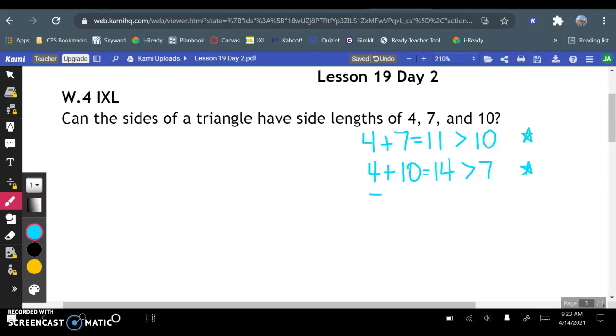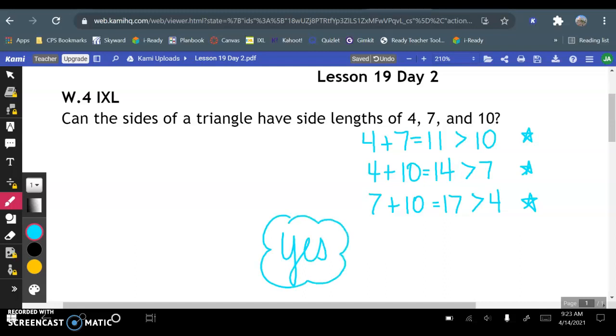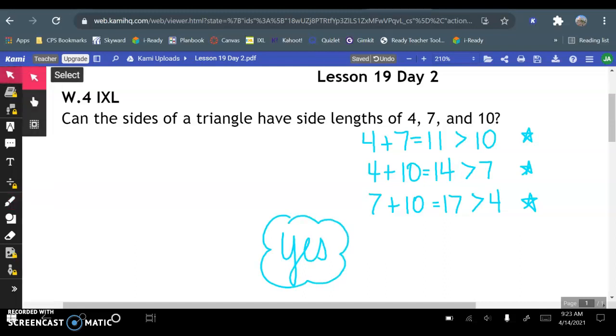And then I have to do 7 and 10. So 7 plus 10 equals 17, and 17 has to be greater than the other side. Since I used 7 and 10, 4 is my other side, and 17 is greater than 4. So all three of those worked out to be greater than the other side. So yes, you can have a triangle with these side lengths. That's all you have to do with that.